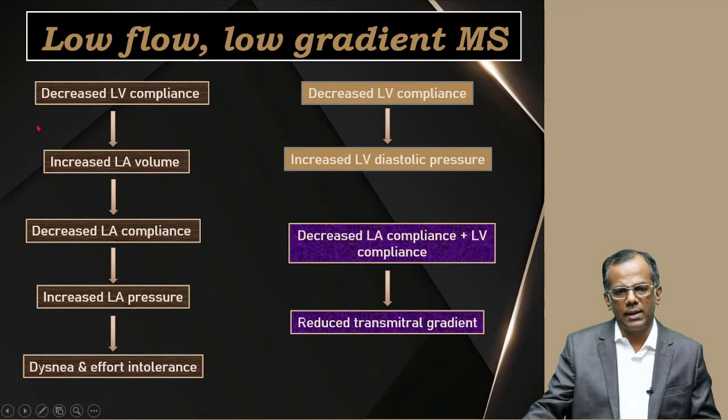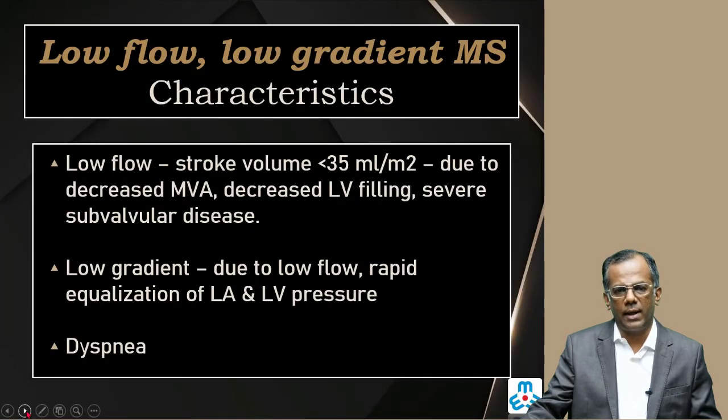In elderly, there is a decreased LV compliance which causes an increased LA volume, a decreased LA compliance, and an increased LA pressure. This results in dyspnea and effort intolerance. There is also a decreased LV compliance from left ventricular diastolic dysfunction causing an increased LV diastolic pressure. So you have an increased LA pressure, at the same time an increased LV diastolic pressure, and hence you have a reduced transmitral gradient. Now, what are the characteristics of low flow, low gradient mitral stenosis?